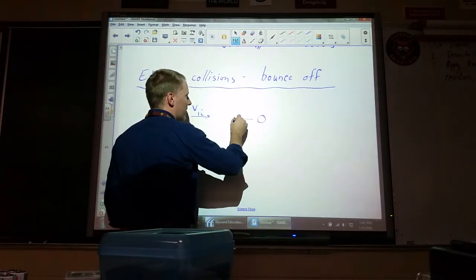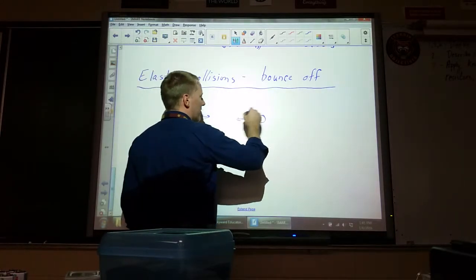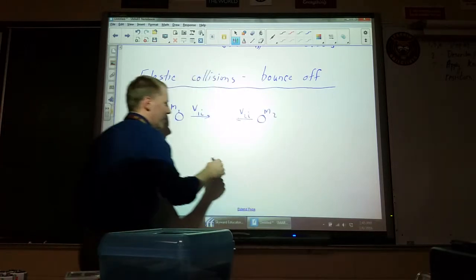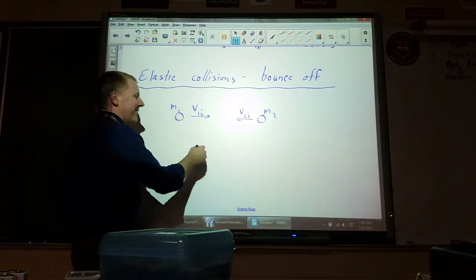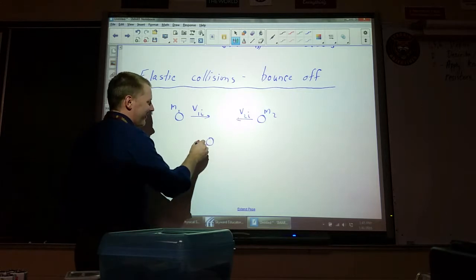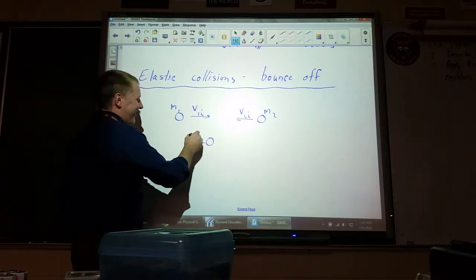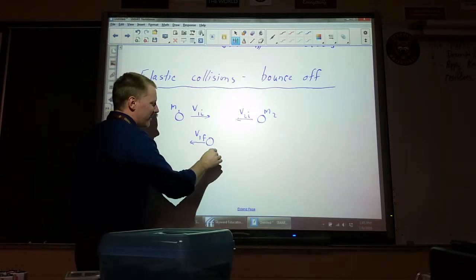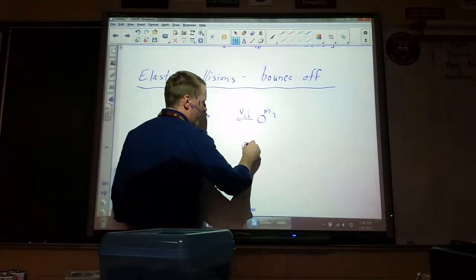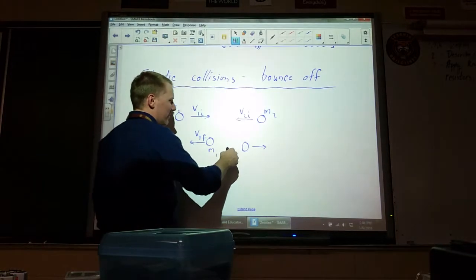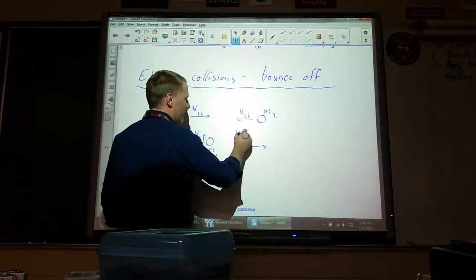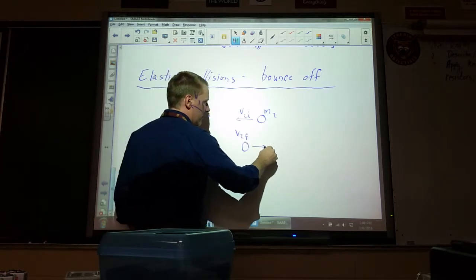So we might have two things going right straight at each other, V2 initial, and then boing. Okay. That's not going to get old. They have their own final velocities because they're now going in the opposite direction. And there are lots of different things that can occur with this, and I'll try and simplify it as much as possible.